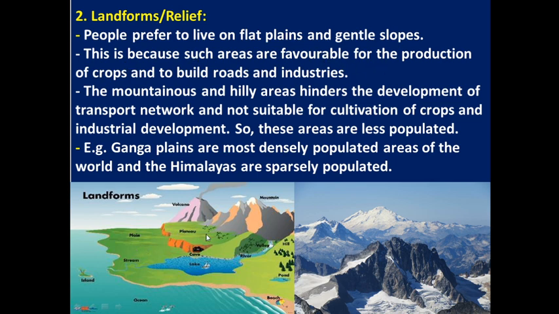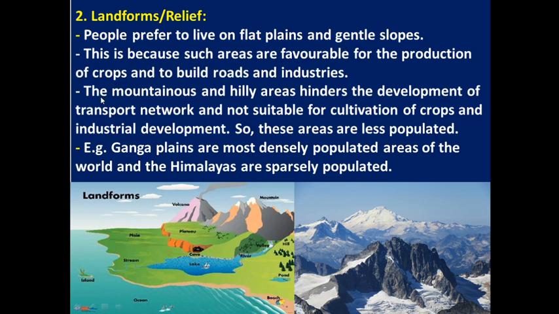On such plain areas, because of fertile soil, we can do agricultural activities. We can build roads easily, we can build railways easily, and other infrastructure, and we can also build industries very easily. Because of that, based on landforms, people choose to live on plains and gentle slope regions.